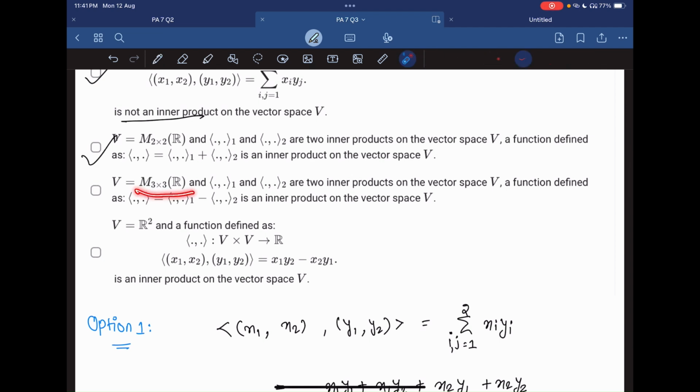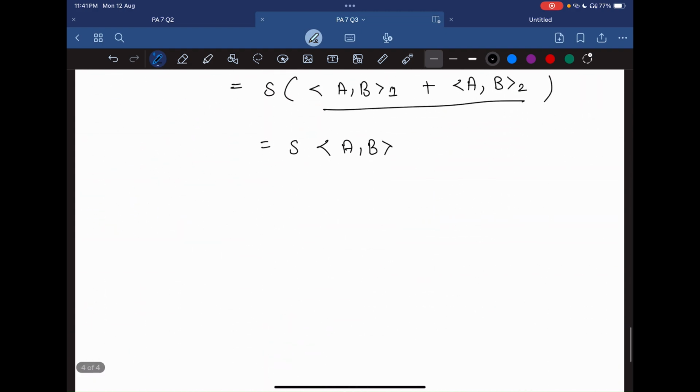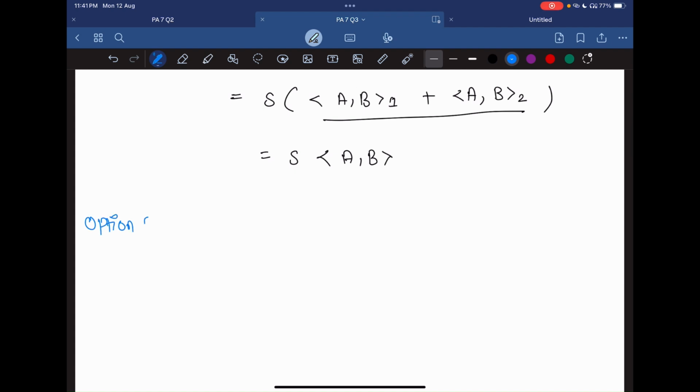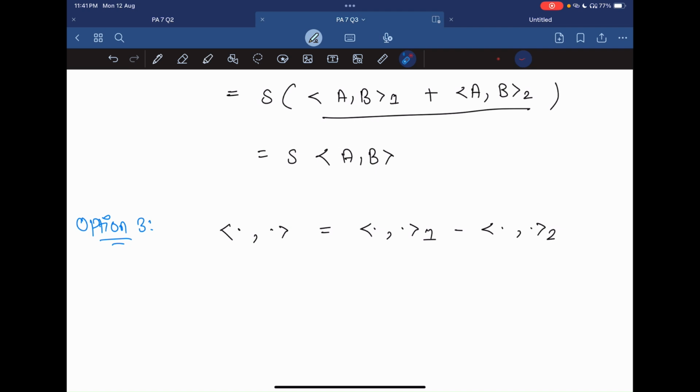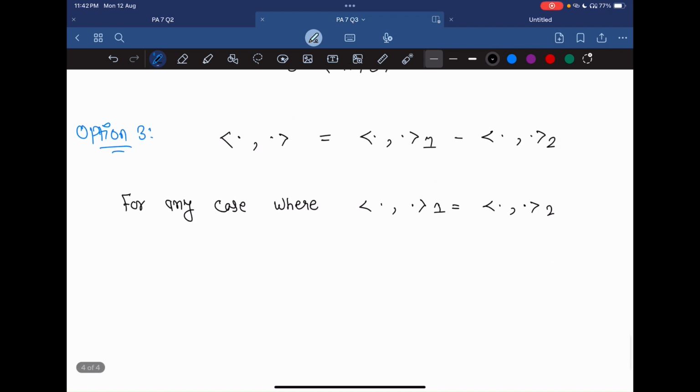Now the third option. V here is our 3 cross 3 matrix set, and again we are defining two inner products, and we have to check whether the function defined as the difference of these inner products is also an inner product. So let's check for option 3. Here our function is defined as the difference of two inner products. Now, let's say for any case where inner product 1 gives us the same result as inner product 2, then in that case, the function defined as the difference of these two inner products will give us the result 0.